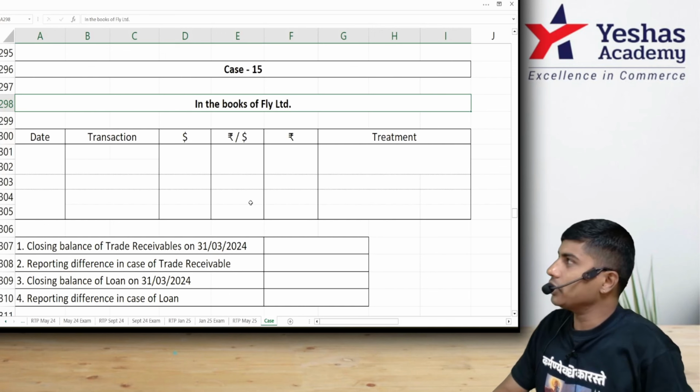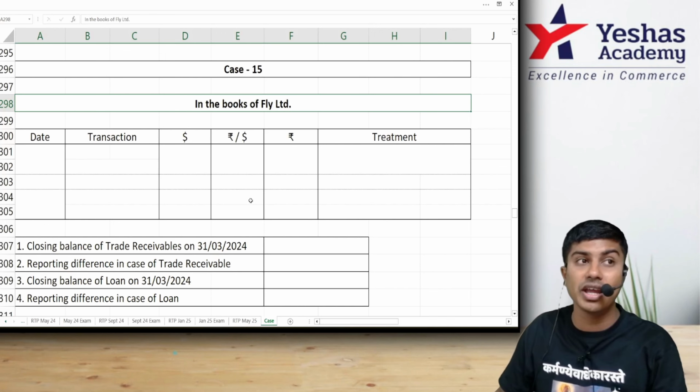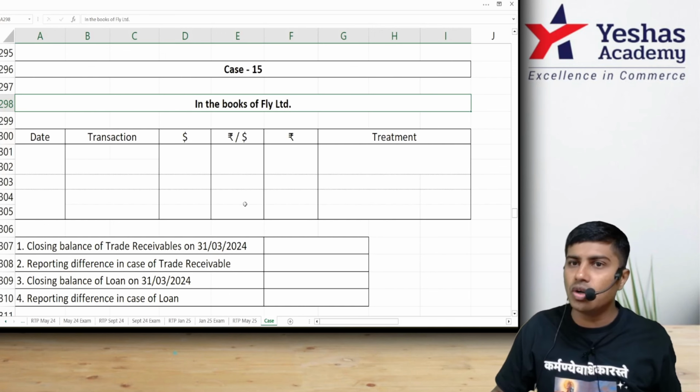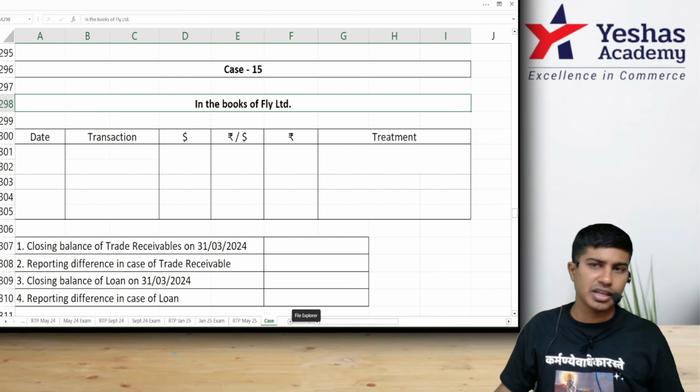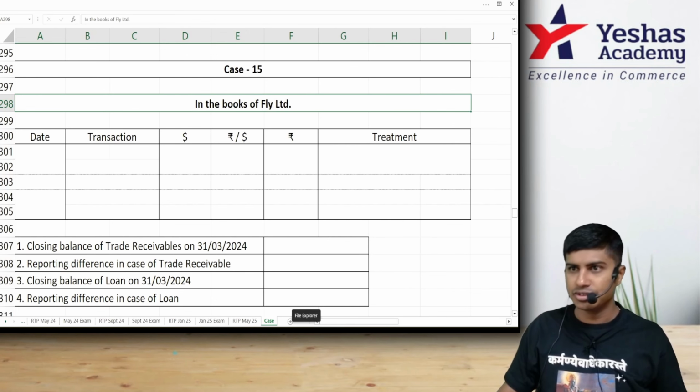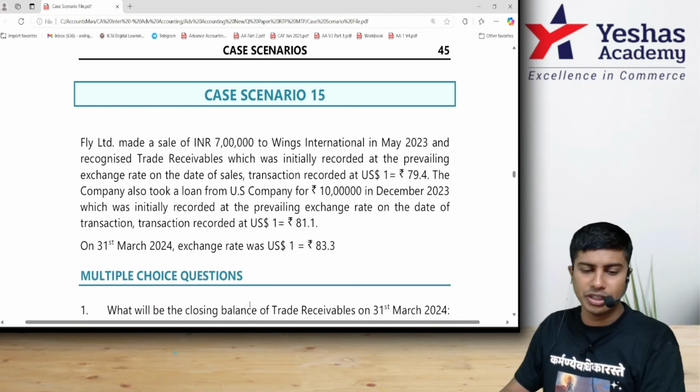In our today's discussion on case scenario discussion, we'll be doing case 15, which is on Accounting Standard 11, effects of changes in foreign exchange rate. Shall we begin? Read the question.